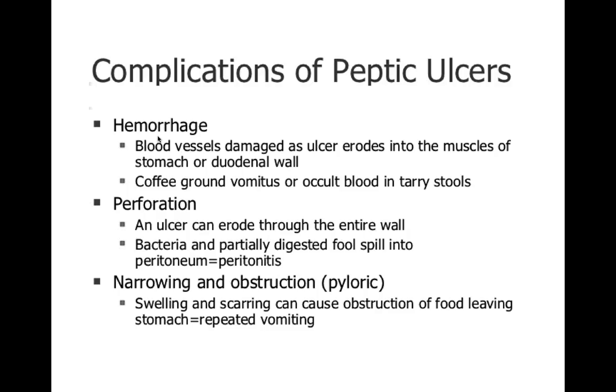Obstruction occurs when the ulcer is at the pyloric end. So the patient will have repeated vomiting.